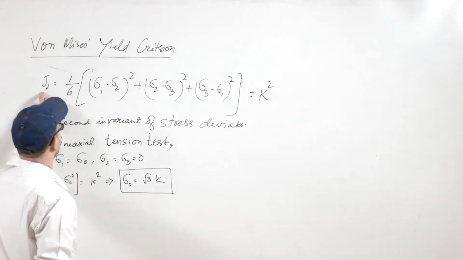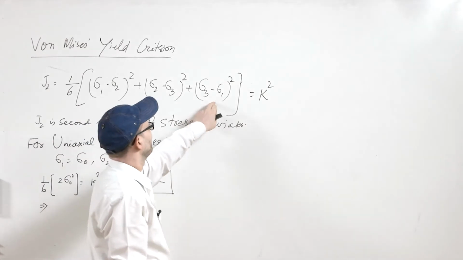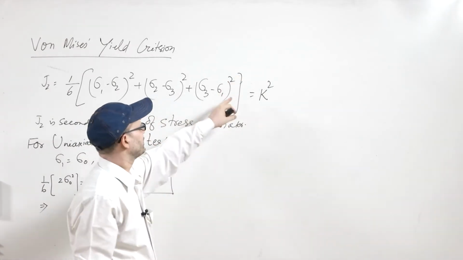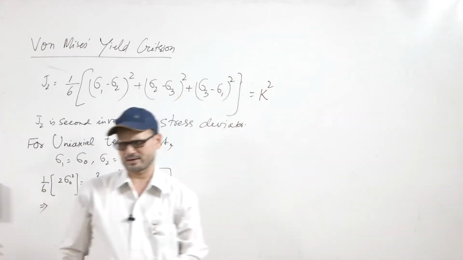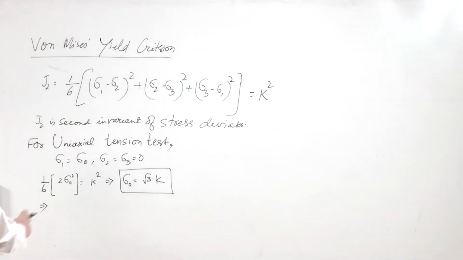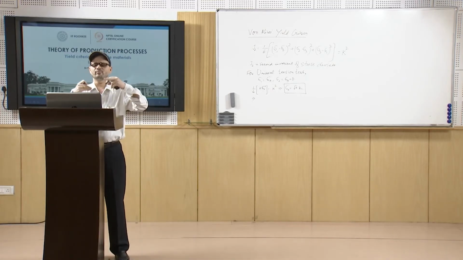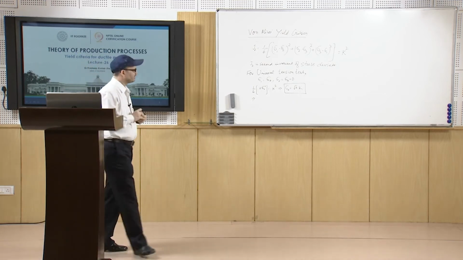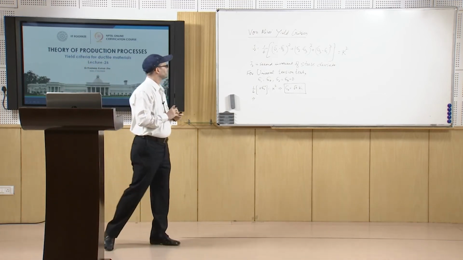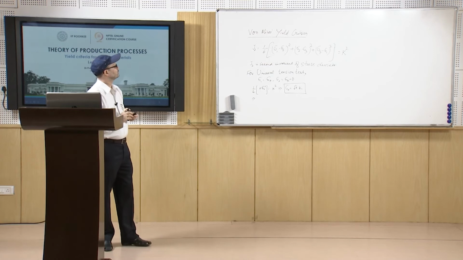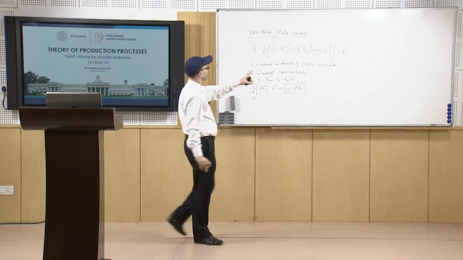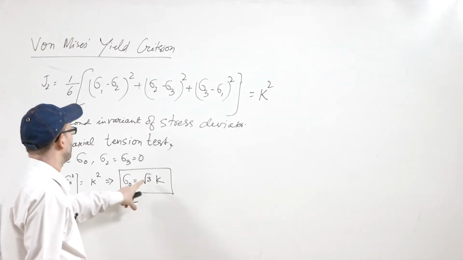Okay. So, this is your stress invariant and being the square term. So, we are equating it to k square. So, you get sigma naught as root 3 k. This is what you get from the von Mises criterion. Now, once you put that sigma naught as root 3 k, your k will be sigma naught by root 3.